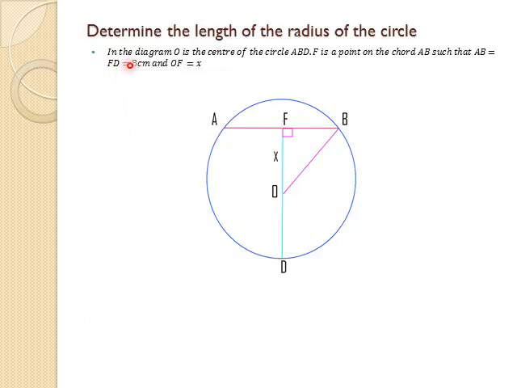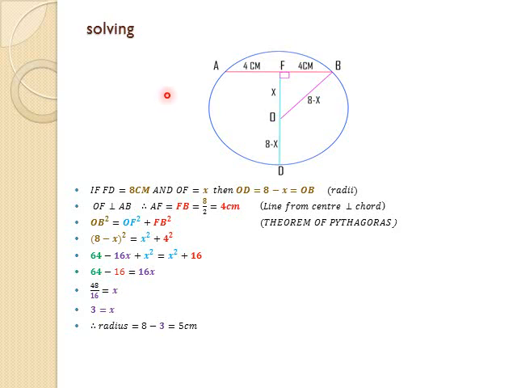So in this one, in the diagram, O is the center of the circle ABD. F is a point on the chord AB such that AF and FB equal 8 centimeters in total, and they say OF equals X. Right? And they want the length of the radius. So if FD equals 8 centimeters and OF is X, then this part here from O to D would be 8 minus X. Right, that's my radius.